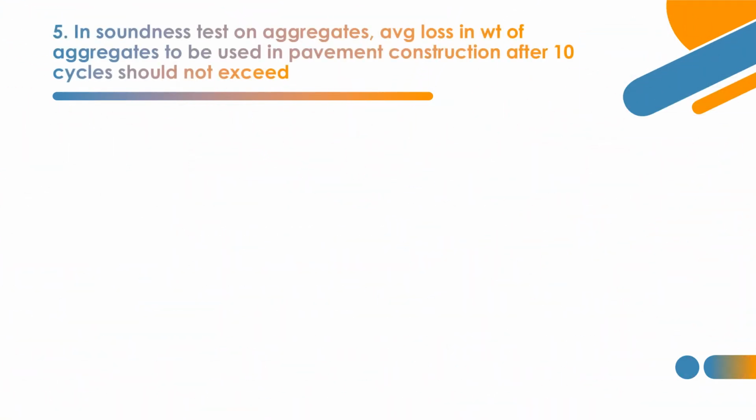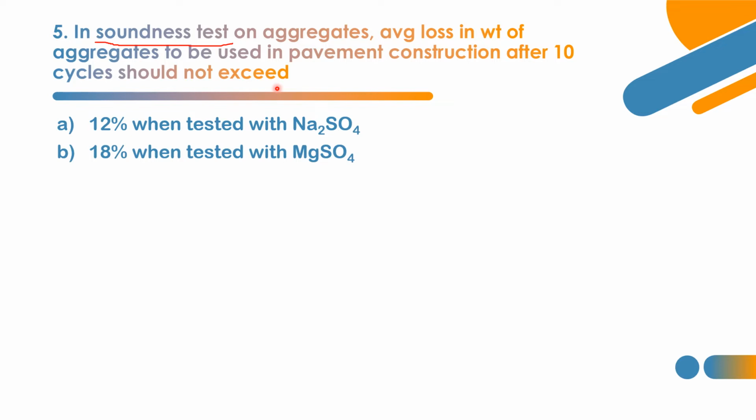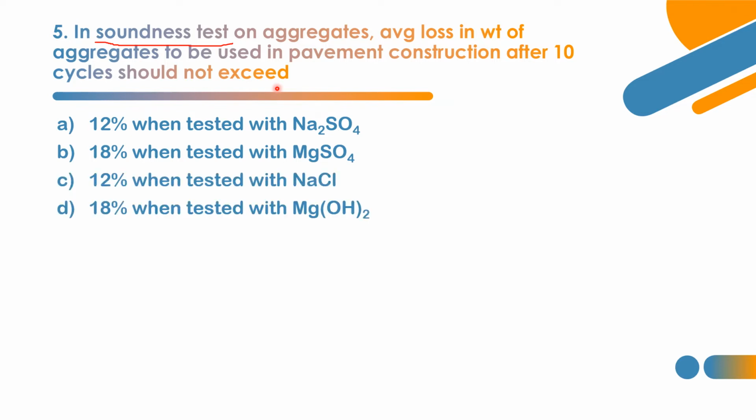Again, the aggregate test. That is here the soundness test. In soundness test of aggregates, average loss in weight of aggregates to be used in pavement construction after 10 cycles should not exceed 12% when tested with sodium sulfate, 18% when tested with magnesium sulfate, 12% when tested with salt, 18% when tested with magnesium hydroxide. So which is the chemical that shall be used to calculate the soundness test.